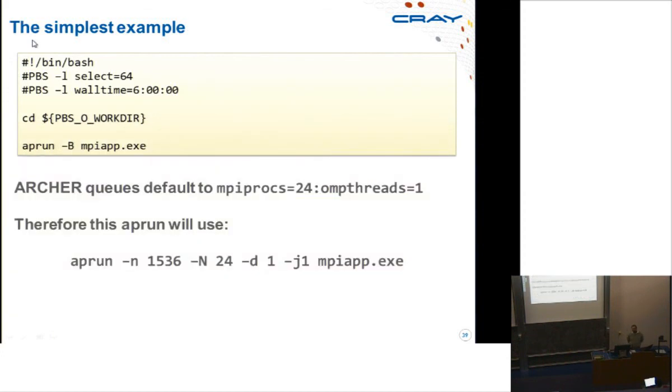The absolute simplest example is this one. We just tell it how many nodes we want, and we use -b for it to pick up the information from the command from the PBS runtime. What this will do is default to MPI procs 24, OMP threads 1. So effectively, it will do all the multiplication out for you.